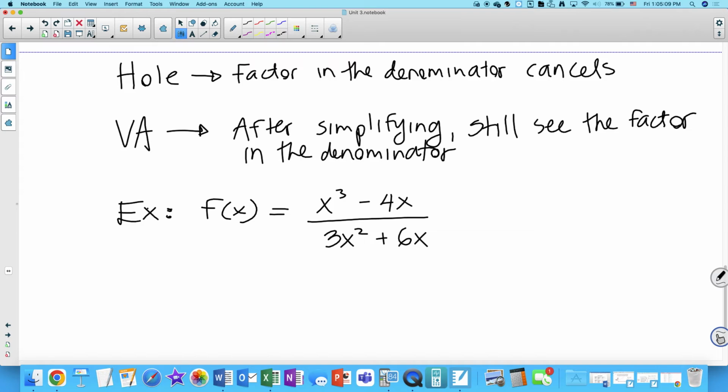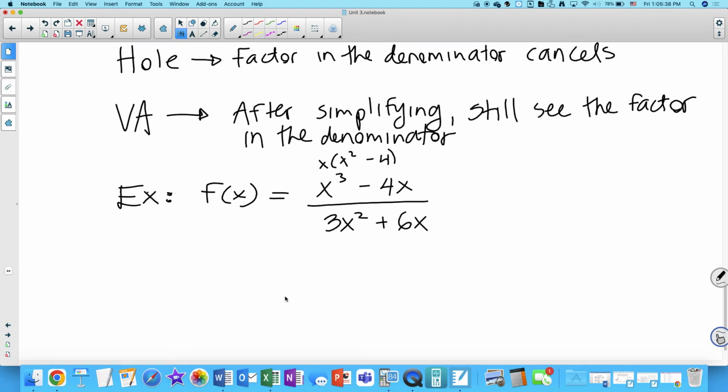Now if I factor the numerator, I'm going to do one little piece of factoring just above so that I don't have to write it a million times, but this has a GCF of x, so I can take an x out here and I'm left with x squared minus 4. Okay. And the x squared minus 4 is a difference of squares. So actually in the numerator, there are 3 different factors. Okay. In the denominator, I have this GCF of 3x.